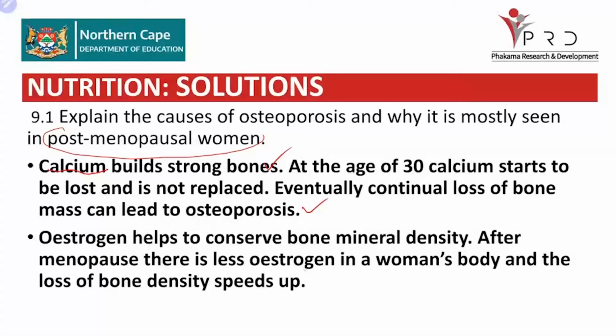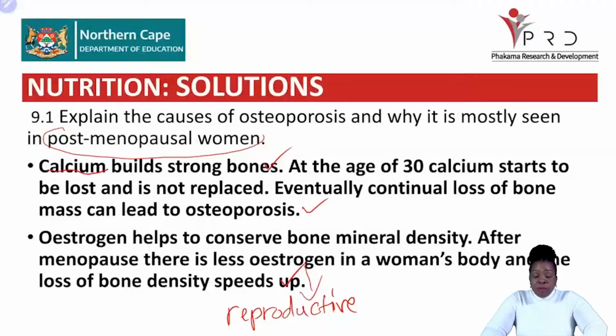Right. So estrogen is a female reproductive hormone. So once they no longer reproduce, it means they are at their postmenopausal stage, which means there is less estrogen in the body, and thereby the loss of bone density speeds up. But we move on.